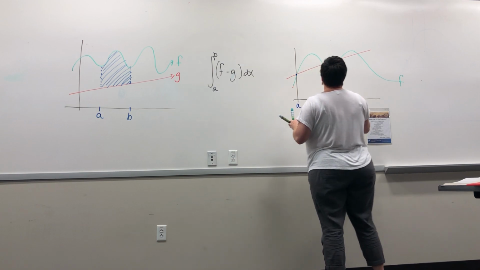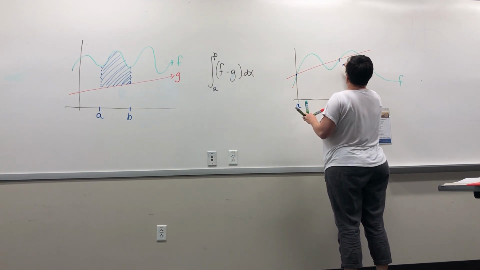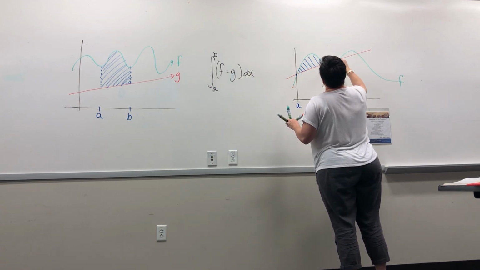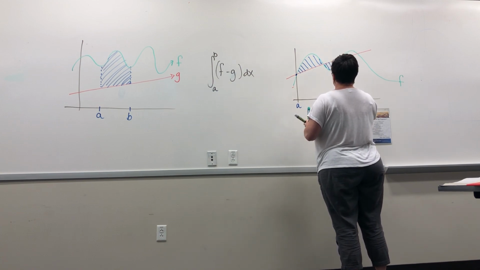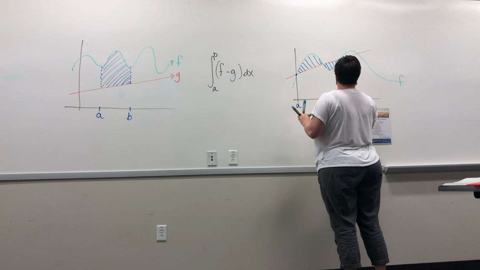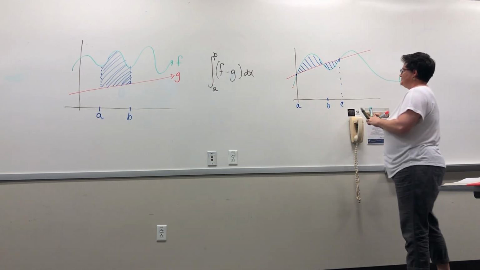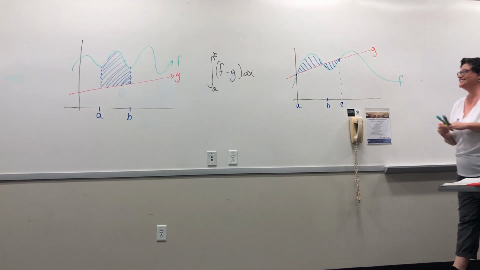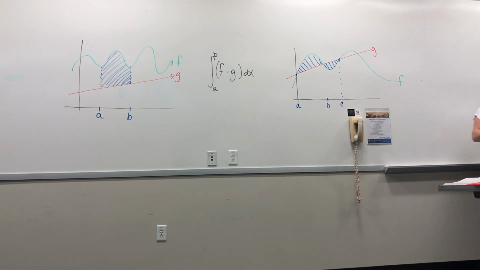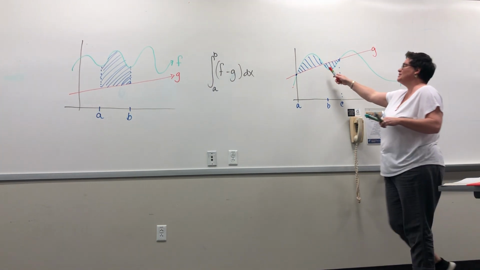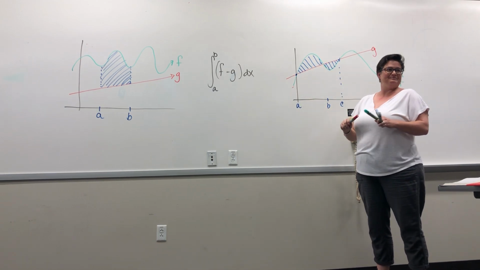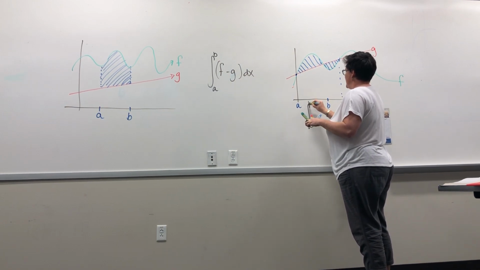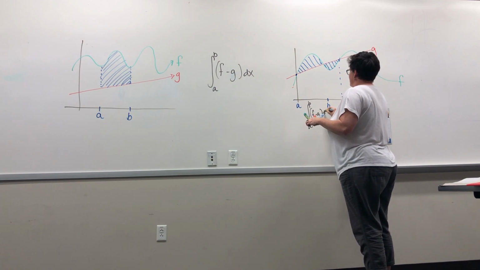So let's say we're going from A to C now. Here's B, and this is the area we're looking for. And here's G up here. Does your function change as well? So halfway through, who's on top from A to B? F. So this is literally going to be f minus g, right? So this is the integral from A to B of f minus g with respect to x.